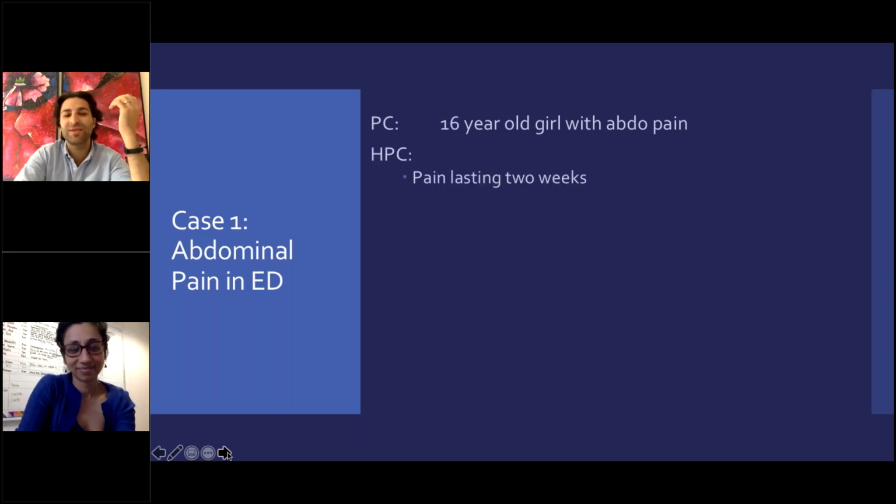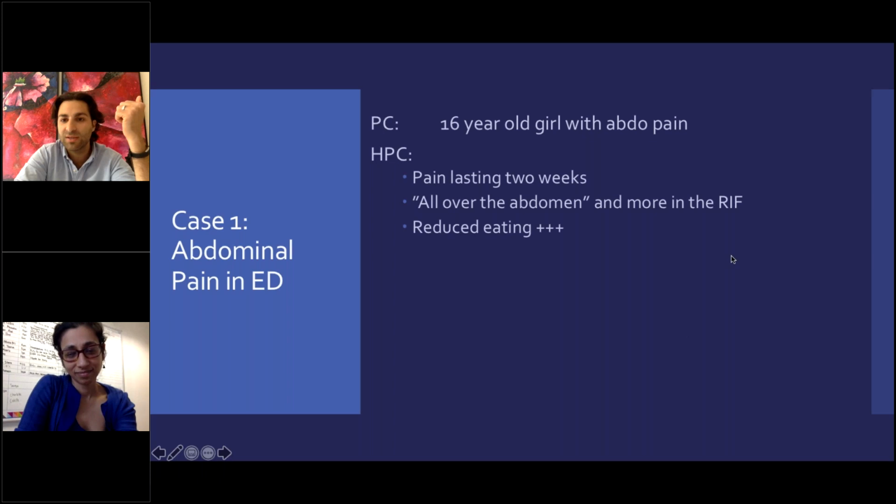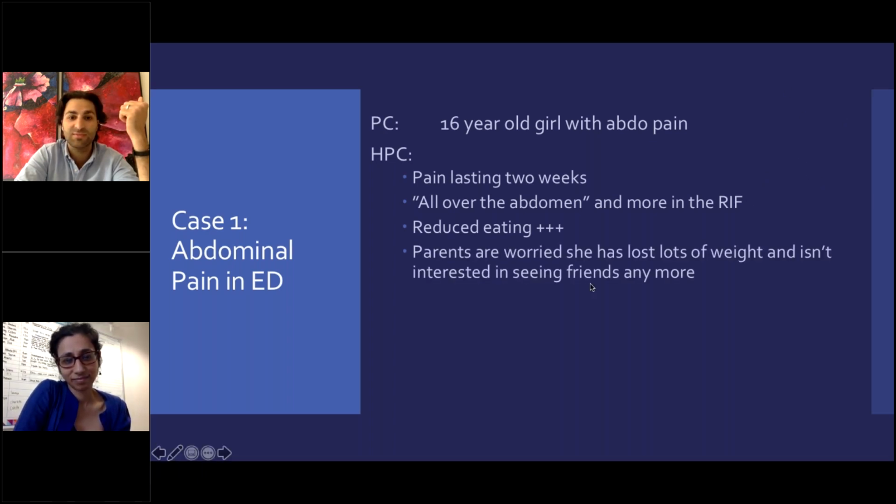So in terms of history taking, we want to know how long it's lasted, where it is, what kind of pain it is. So this pain is all over the girl's abdomen, although now it's more in the right iliac fossa. She's not been eating and drinking as much recently. Alice K asked a very important question: is this pregnancy? Harween asked a very good question: where is the pain? Are there any other associated symptoms?